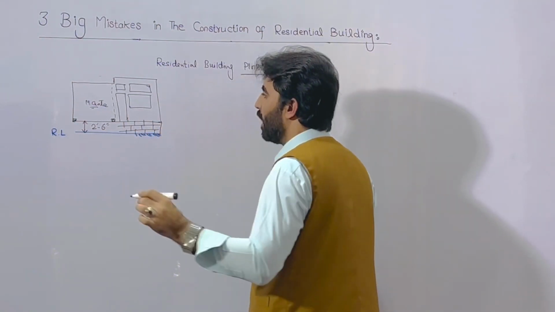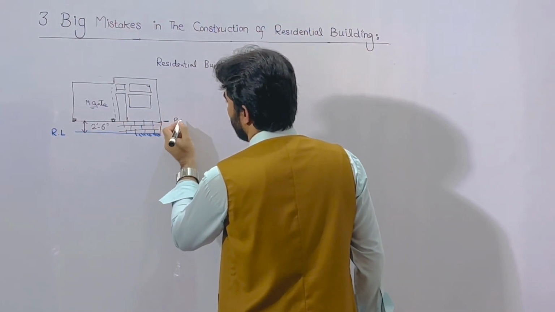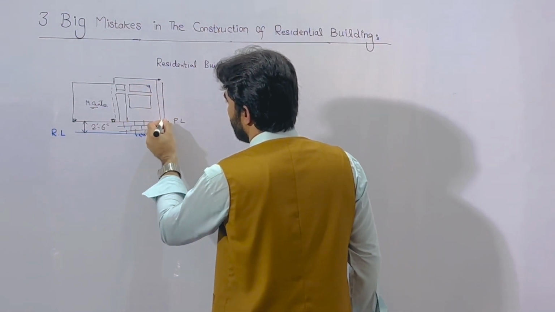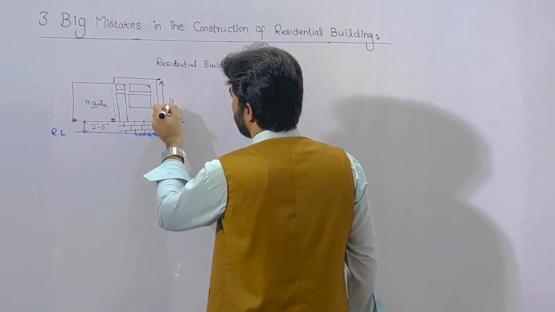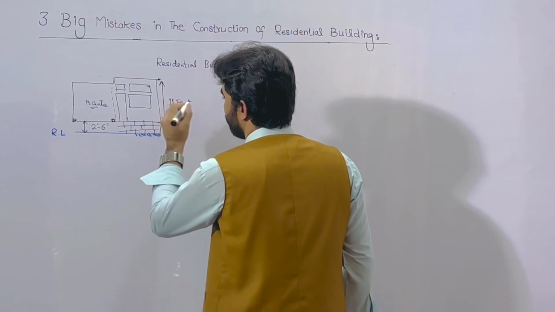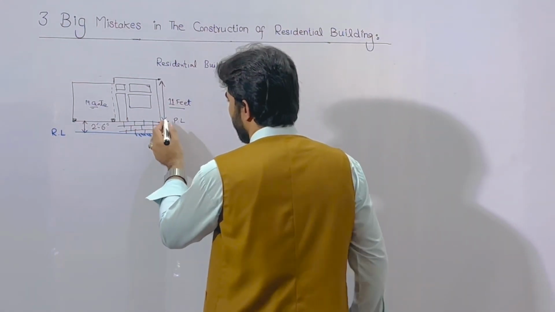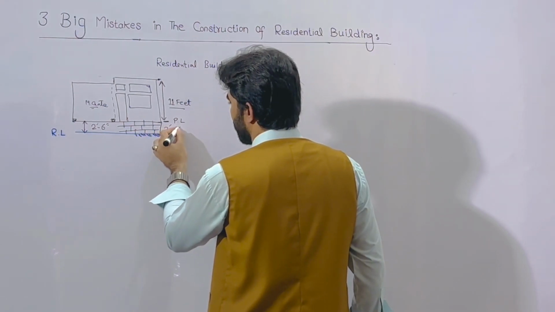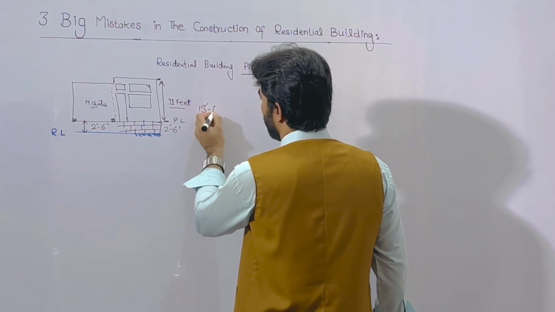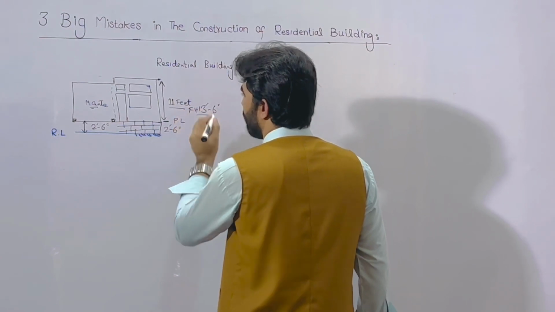Your building height should start from here, from this plinth level to this floor level, which you can keep up to 11 feet. But from the road level, it should be a minimum of 11 feet plus 2 feet and 6 inches. So you can say this is 13 feet and 6 inches. This is the full height from the road level.